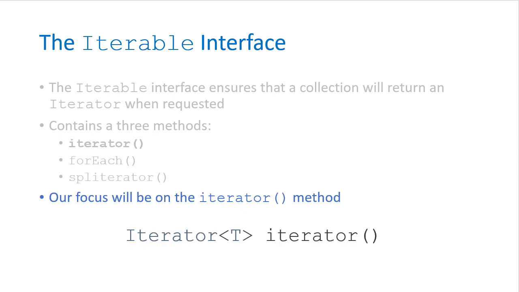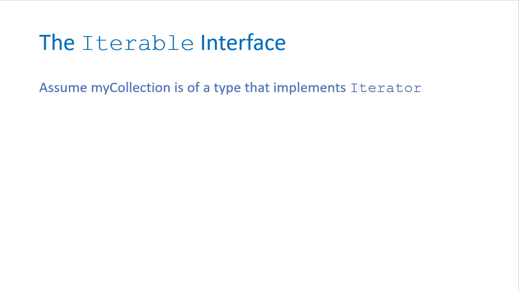So the iterator method returns an iterator of some generic type. And it's generic there because we don't know what type of elements are stored in the collection beforehand. So by making it a generic type, we can ensure that whatever type is in there, this iterator can handle it. So let's assume we have a collection called myCollection that's of some type that implements the Iterable interface. So that means we can get an iterator.